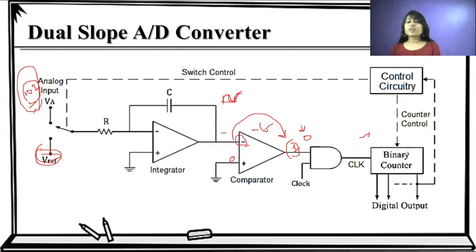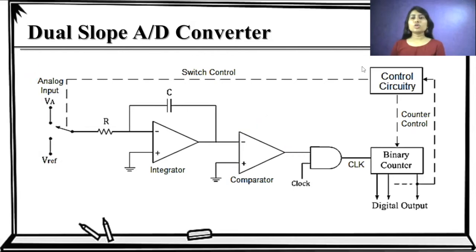So after 10 this binary counter stops the counting, and this control circuitry controls the switch, and the switch is tripped over to the reference voltage, and this reference voltage is basically a negative voltage which makes this total circuit stop there. So we have a digital output 10 over here. So this is how the dual slope analog to digital converter works.